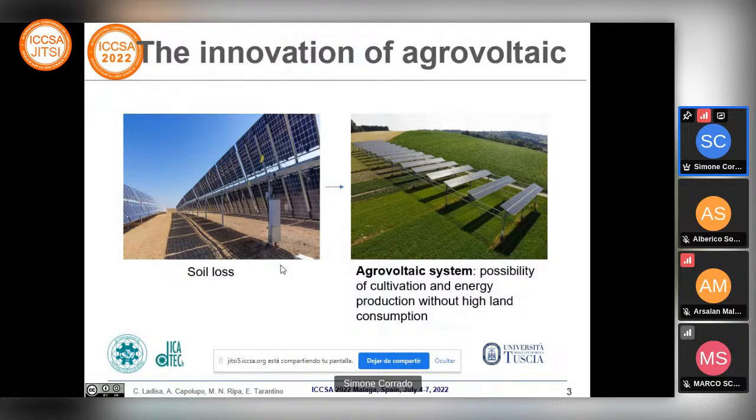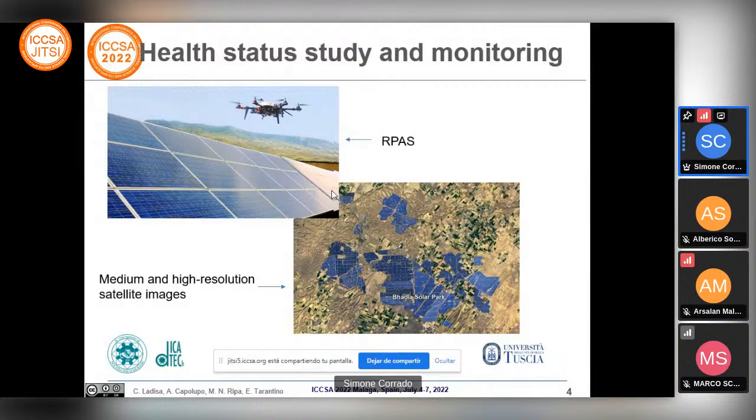PV solar installation implies a consistent soil loss. So for this reason, in recent years, agrovoltaic systems have been implemented to allow the simultaneous cultivation and production of renewable energy, reducing high land consumption. For the development of solar energy, the health status of PV plants is also very important, so the monitoring of PV plants.